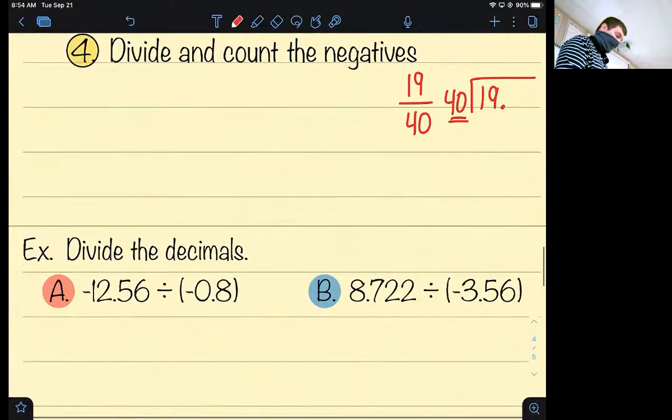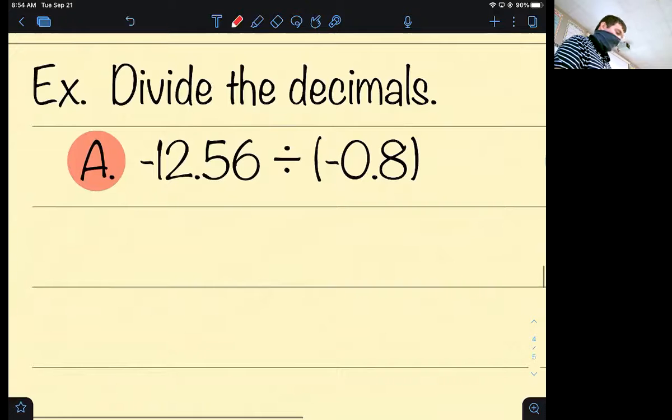Let's look at the first problem here. Is my answer positive or negative? Positive. Ignore the negatives then. It's positive. Don't worry about it. Put 12.56 inside the division box.